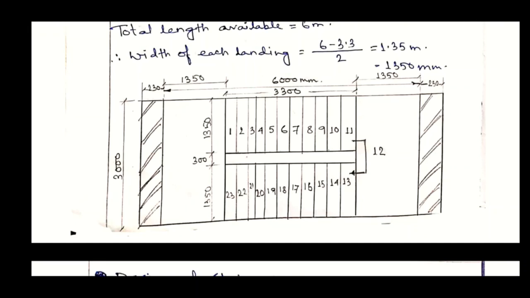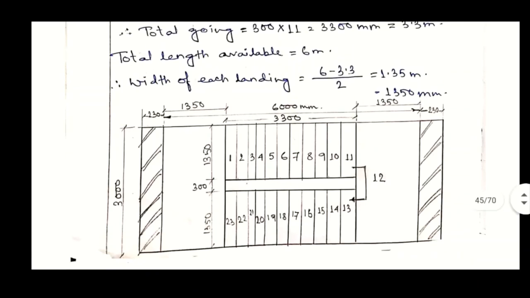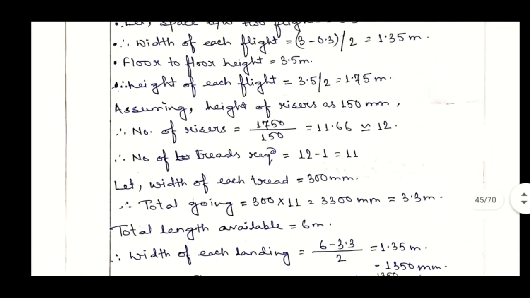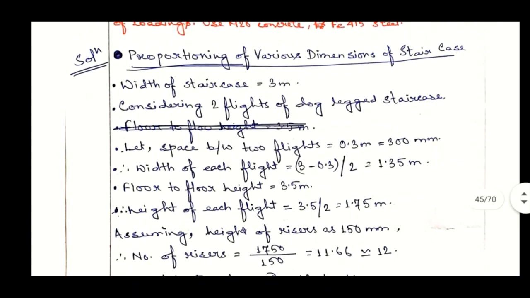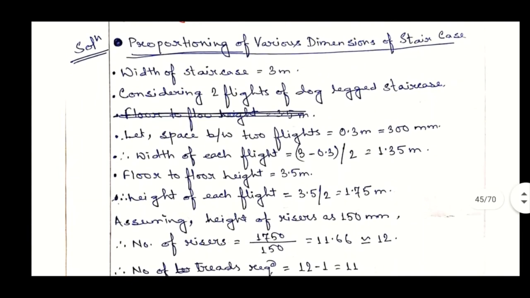Okay, so let's complete the geometrical design. So proportioning of various dimensions of the staircase. Width of the staircase is given, that is 3 meter.